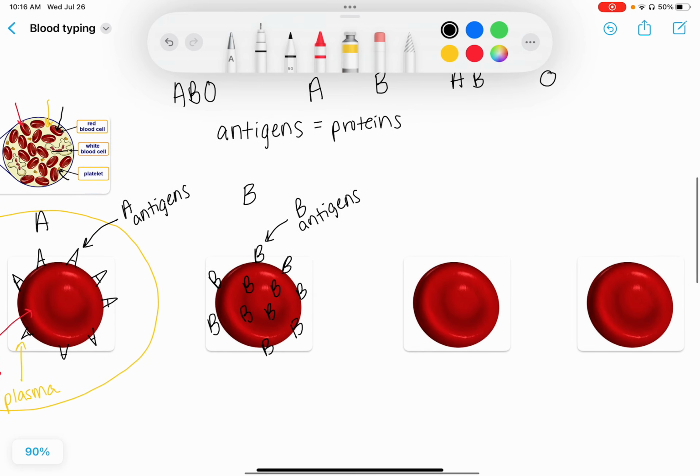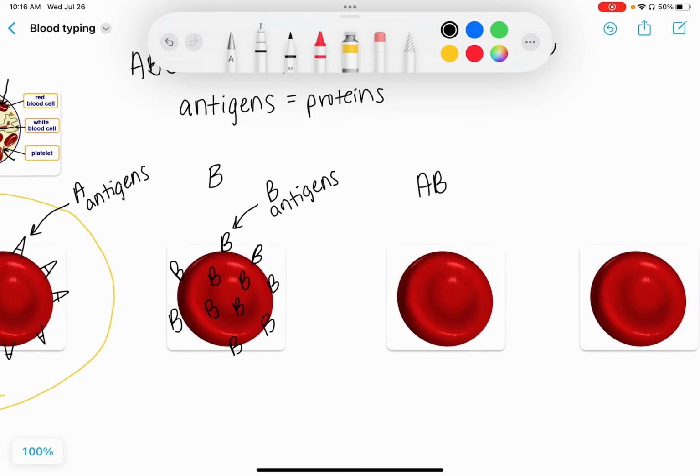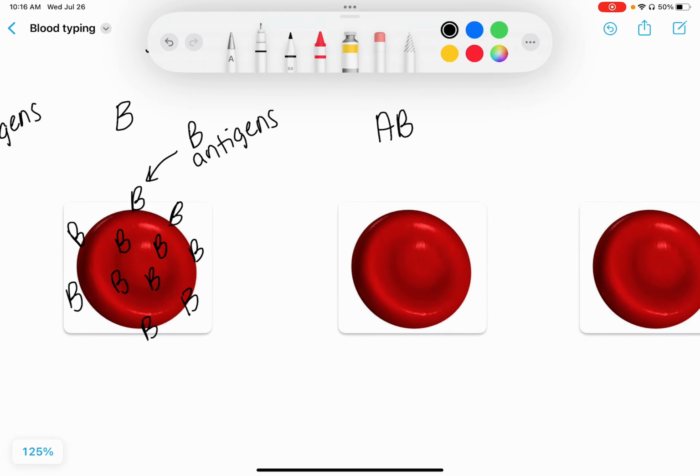Now, with humans, we have something interesting: if mom passes down an A antigen and dad passes down a B, you actually get both on your red blood cell. So somebody with AB blood type has A and B antigens all over their red blood cell. Just both of them, meaning they have little receptors or identifiers saying, hey, I'm A and B.